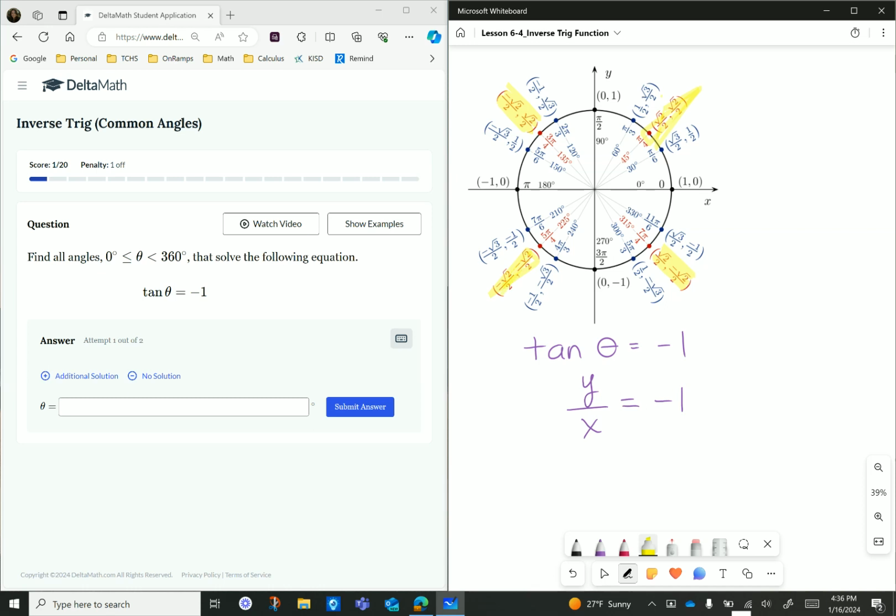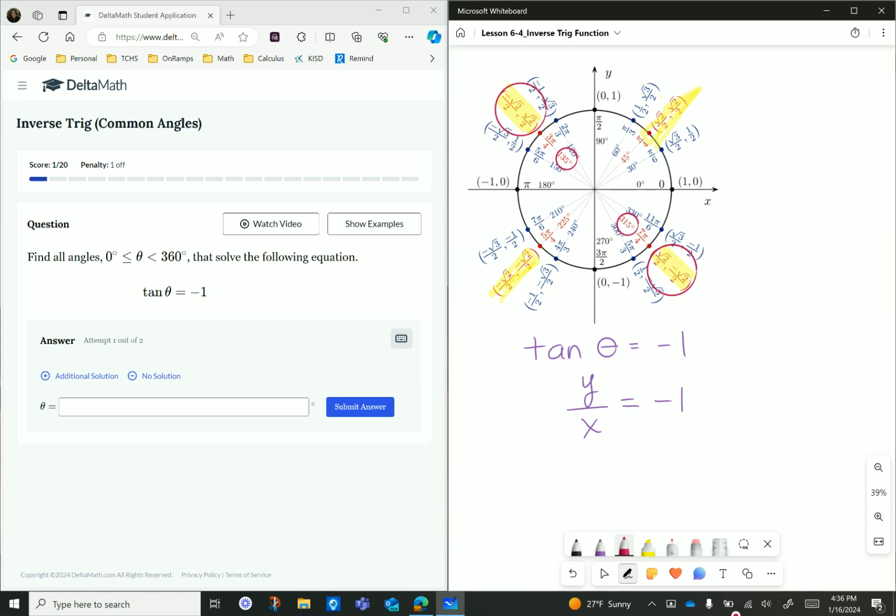So if they're asking us where is y over x going to be -1, that means the signs have to be different, because if you divide two negatives or two positive numbers, you're always going to get a positive. So circling in red, the only ones that are the same and opposite in sign are these right here. So those are the only ones that would work.